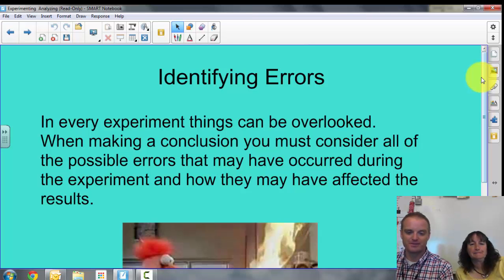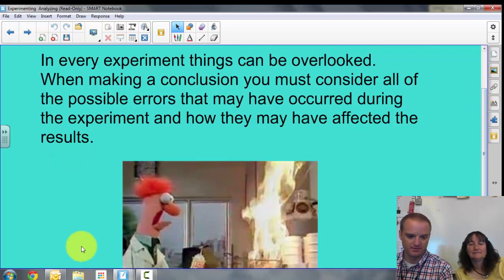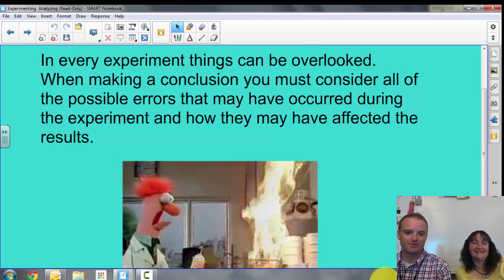So the last thing, and probably a huge one in any kind of experiment, is identifying errors. I love the picture of Beaker there freaking out. In every experiment, things can be overlooked. When making a conclusion, you must consider all of the possible errors that occurred during the experiment and how they may have affected the results. So those tiny things that we didn't control.